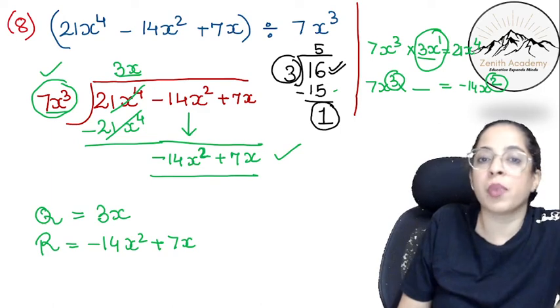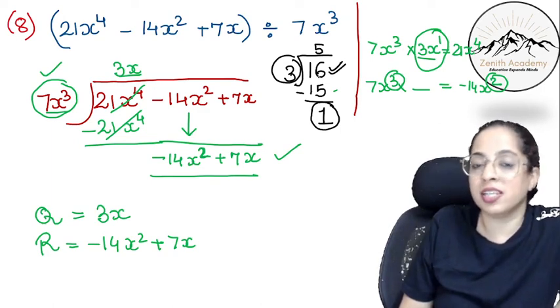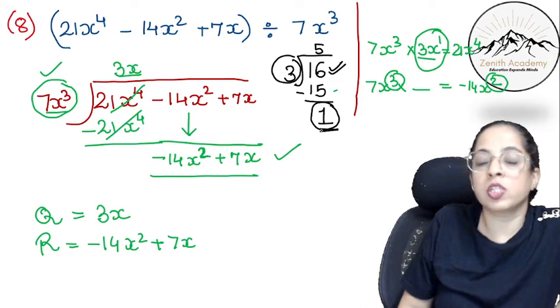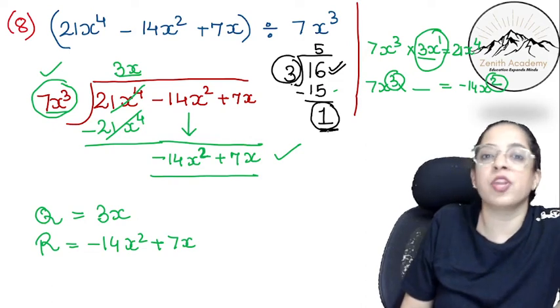Earlier 16 was bigger than 3, so you can divide 16 by 3. But now what you have got is 1. Now 1 is smaller than 3. That is why you cannot divide.